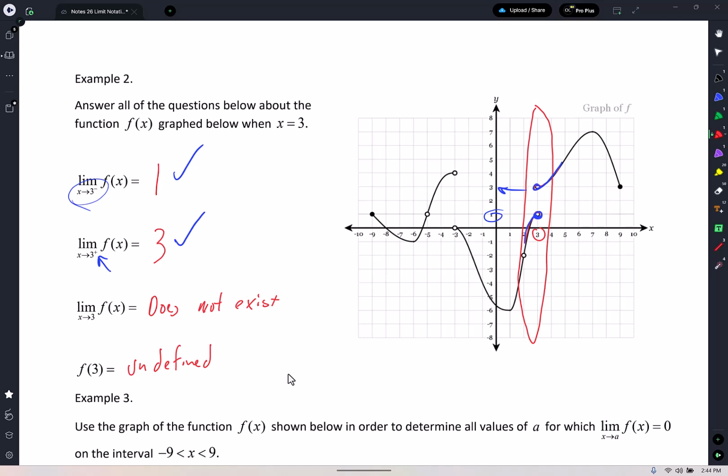If I approach from the left, the y value is 1. If I approach from the right, the y value is 3. Are they the same number? Because I'm not approaching the same y value, the limit does not exist.